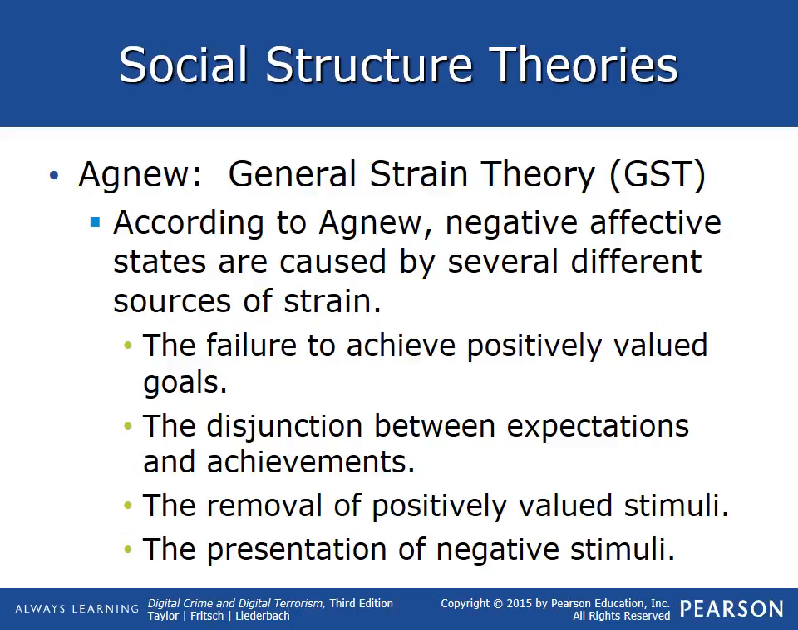Some of the things that are aligned with it: failure to achieve positively valued goals, disjunction between expectations and achievements, the removal of positively valued stimuli, and the presentation of negative stimuli. And those last two kind of go back to your families. So I'm not getting a positive stimulus from my family, or my authority system is not telling me what is right and wrong. Instead, I'm getting the negative stimuli, which is, it's not your fault you're poor, or it's not your fault you're the way you are. You deserve to have everything that everybody else has. Heck, you don't even have to work for it. You should just be able to take it.